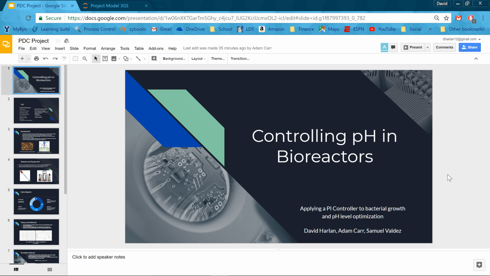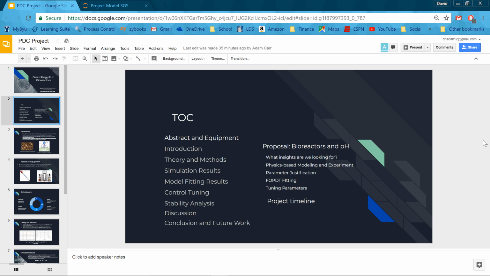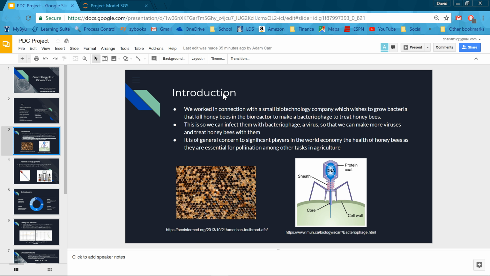Control project. Today we will be talking about controlling pH in bioreactors. Some topics that we will be covering are the theory or the need behind growing phages and bacteria and their relationship to bees, model fitting results that we got after fitting an FOPDT model to our system, some stability analysis discussion, and future work.